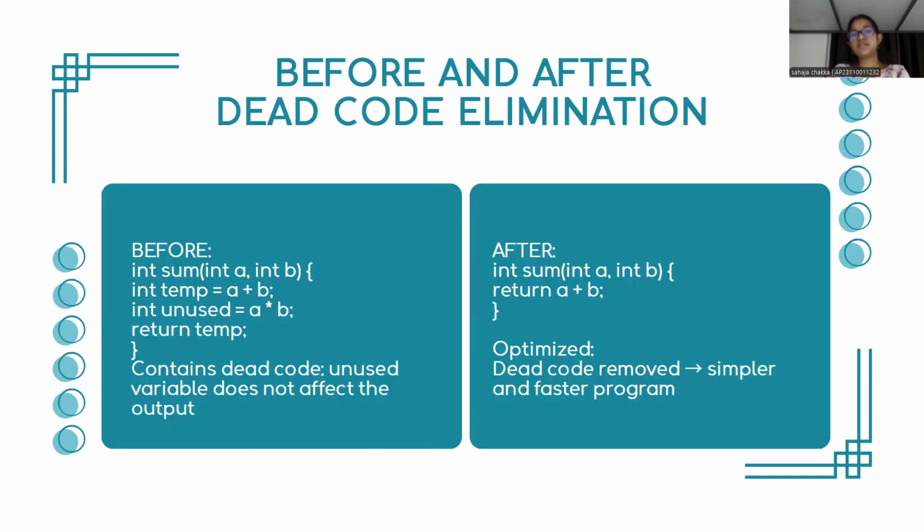Next, here we can see before and after dead code elimination. Before, the code was lengthy, and after removing the dead code, the code became small. The unused variables that do not affect the output are removed after optimization, and it simplifies the code, and faster program execution happens here.